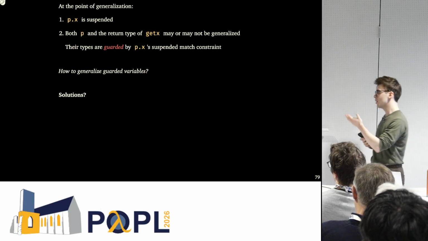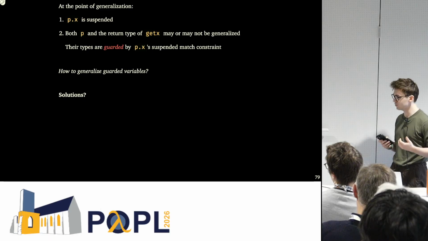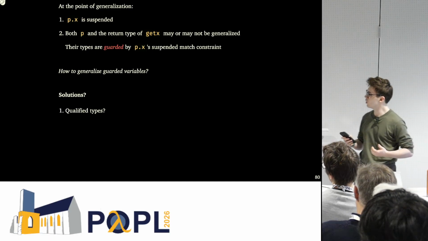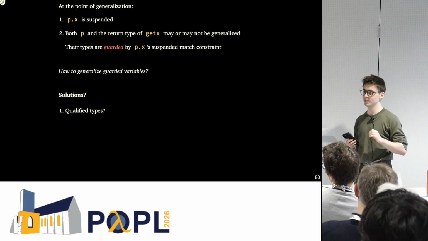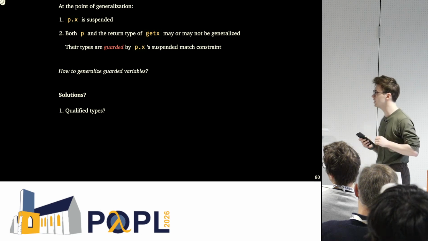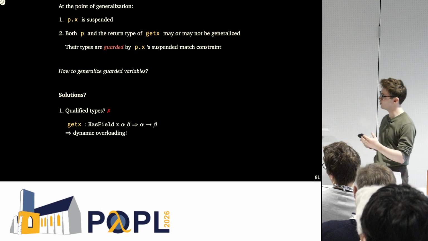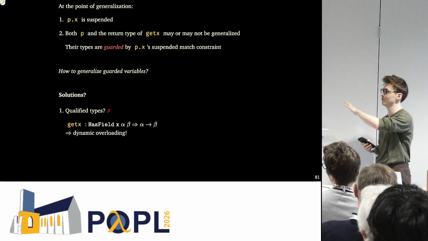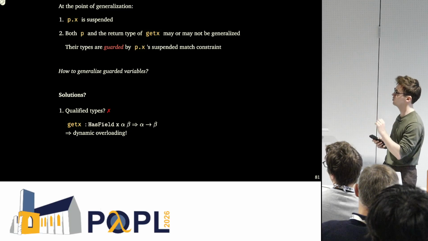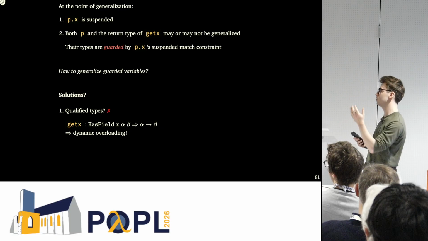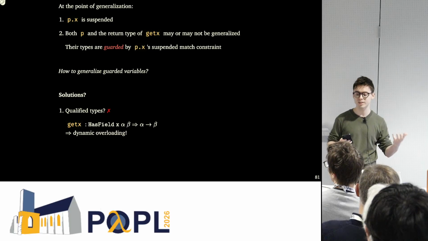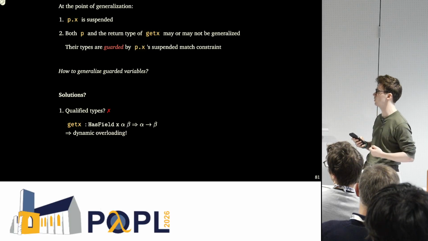And so we had a couple of failed solutions to this. The first idea was, well, these are just qualified types. If we stick the suspended match constraints in the type scheme, then perhaps we can continue. This doesn't work because the suspended match constraint kind of looks like a has-field constraint, and you would have this in Haskell, but it results in dynamic overloading, and that doesn't work for us. We want static overloading.